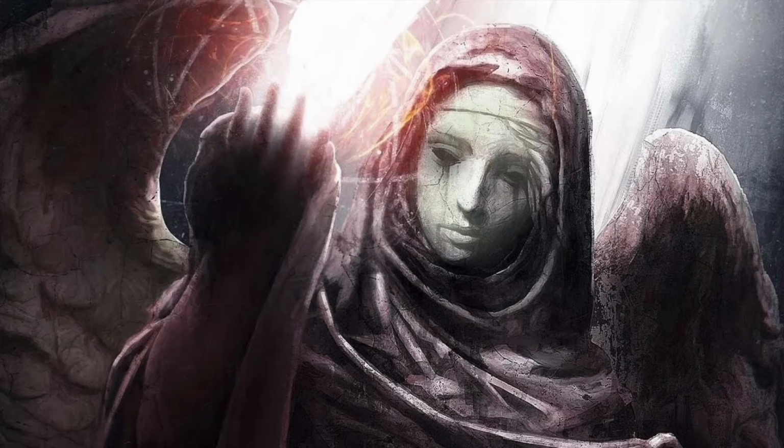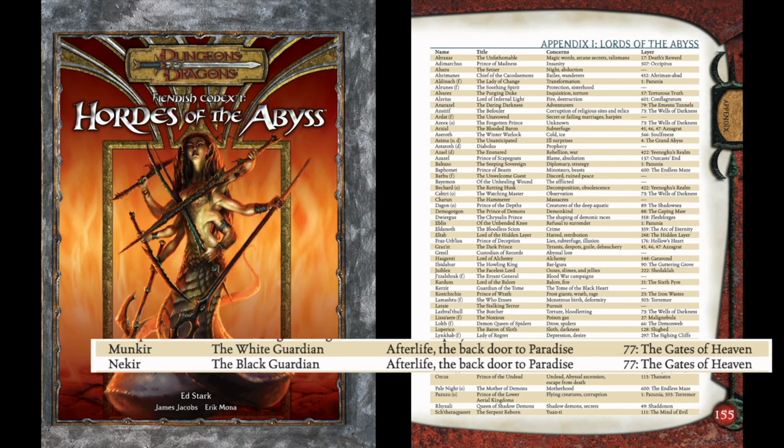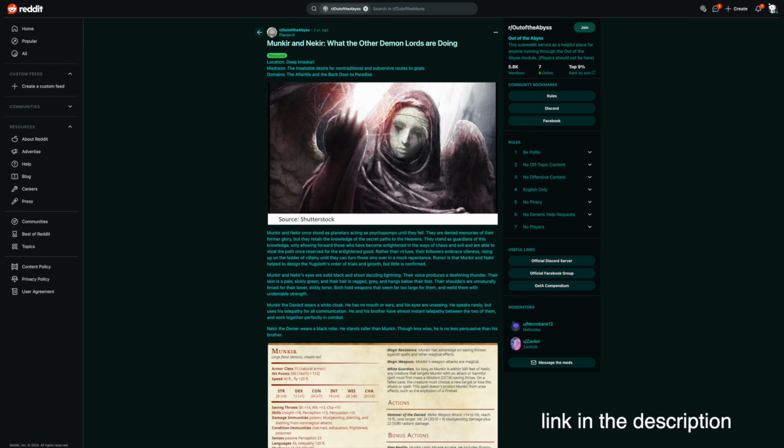The Gates of Heaven is ruled by Munkir, the White Guardian, and Nekir, the Black Guardian. Both are listed as Abyssal Lords of the Afterlife and the back door to Paradise. It sounds intriguing, but unfortunately that's all the information there is about this layer. I suppose the writers of D&D intentionally give things evocative names without any further explanation so that DMs can use that as inspiration to create their own lore. In fact, somebody did that with Munkir and Nekir on this Reddit post here.